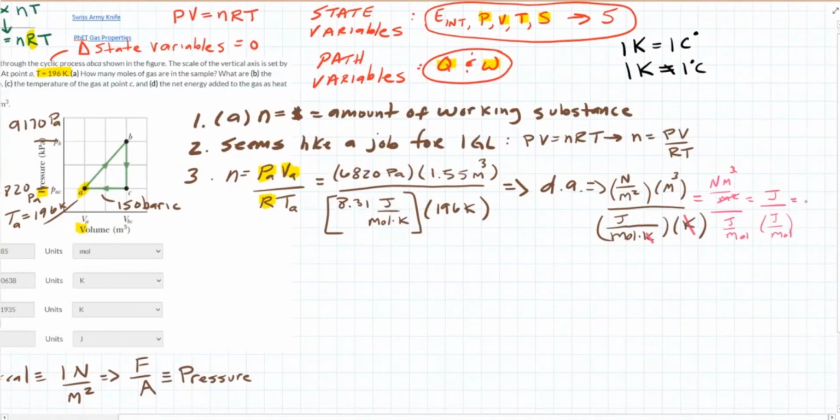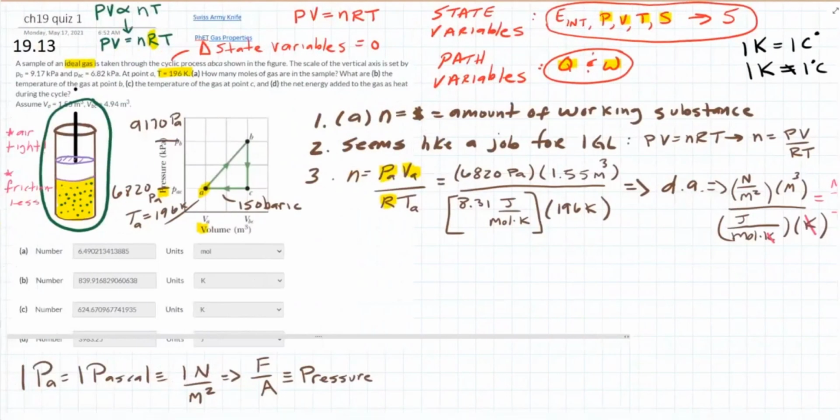And in fact, this is time that should be spent before you go to your calculator. Because again, if I ended up with the wrong units, you just have wasted all that calculator time. But I'm ending up with moles. So good news, I'm going to end up with moles, which is a cause for confidence. Now I just got to get the right number. 6820 times 1.55 divided by 8.31 divided by 196 is 6 point something. Hang on, and I better store this in my calculator memory.